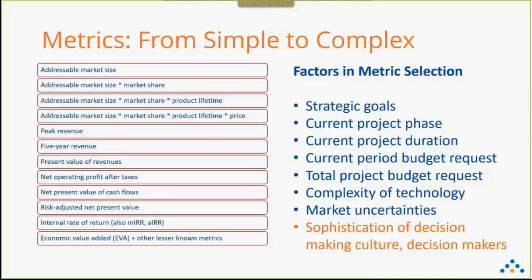Is it accepted to do Monte Carlo simulation, or are you not looking at quantitative cash flow measures at all, for example? And how sophisticated are your decision makers? What are they looking for in terms of support as they look at the value of each opportunity?